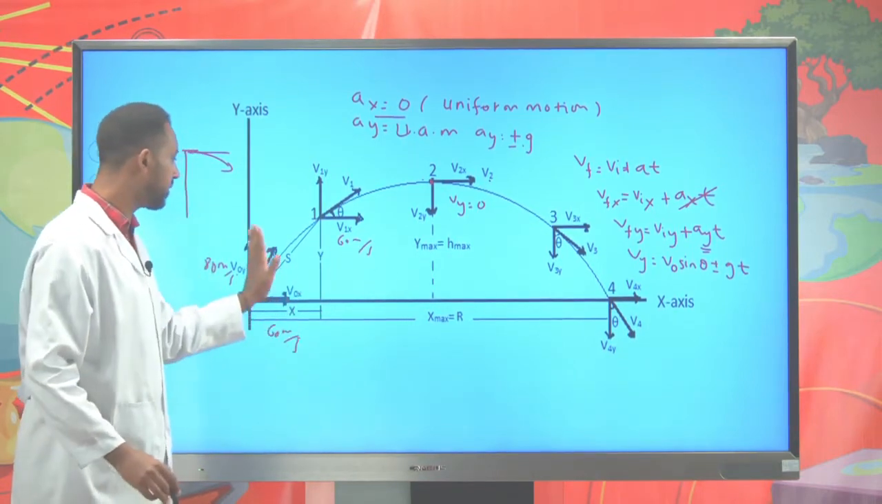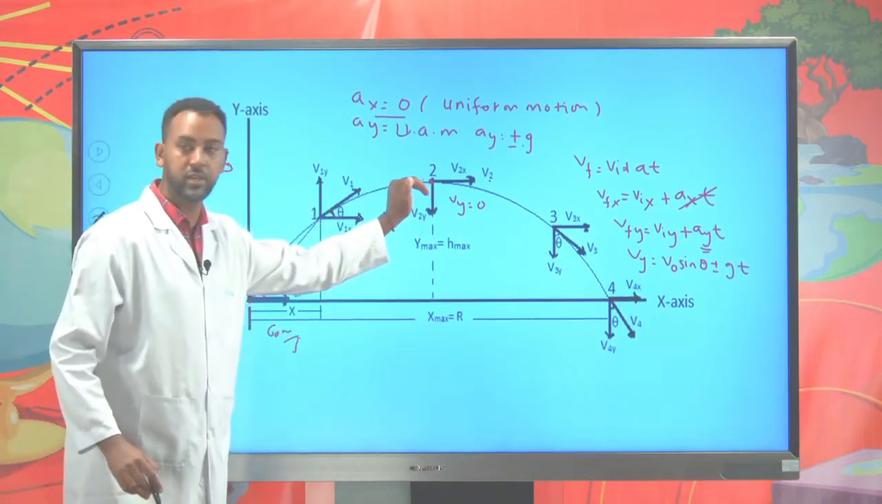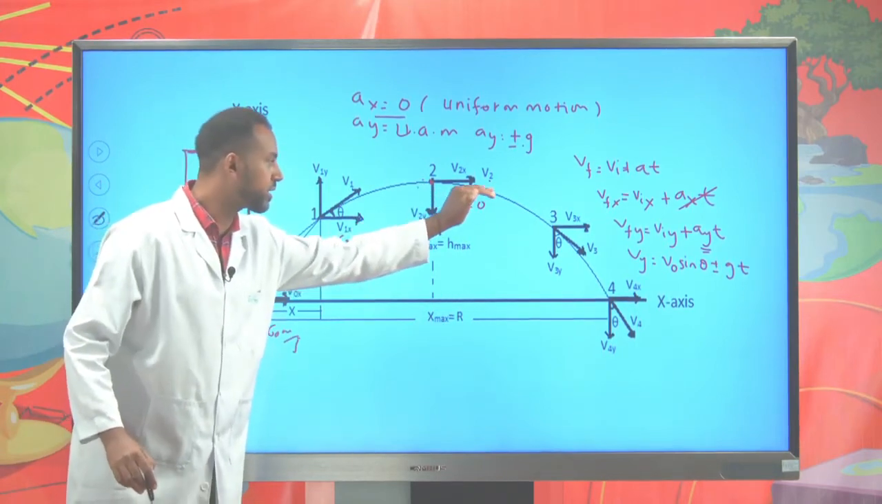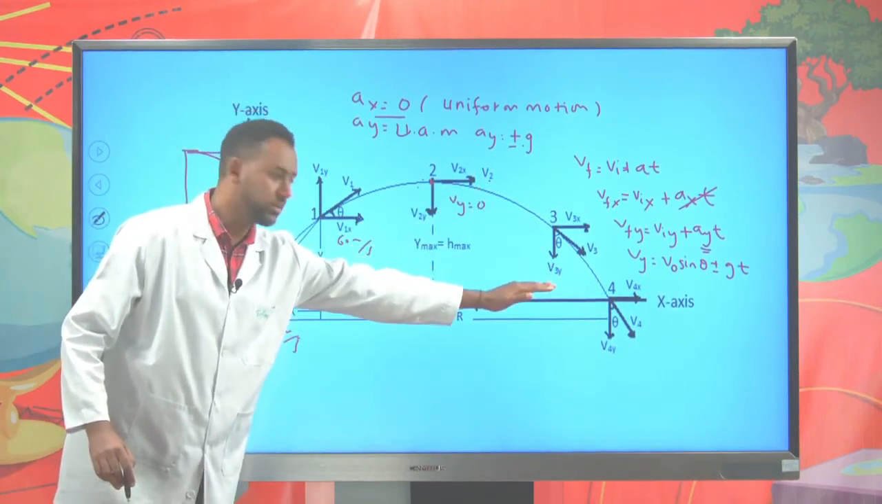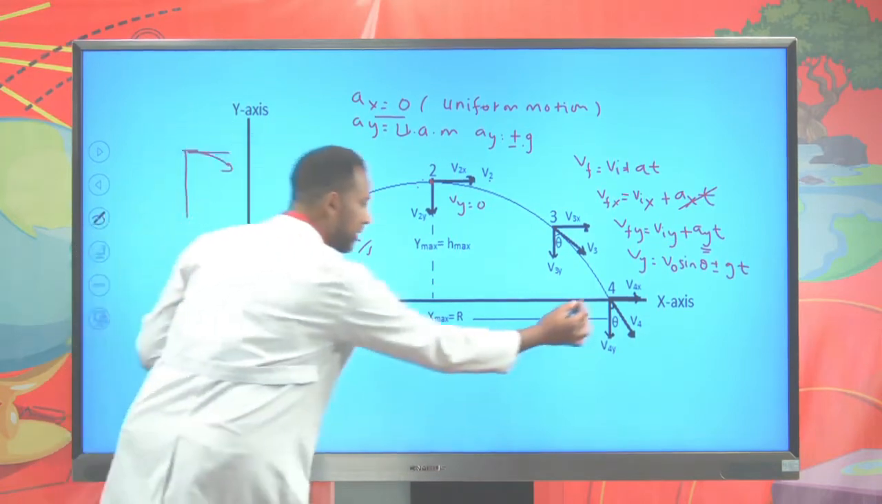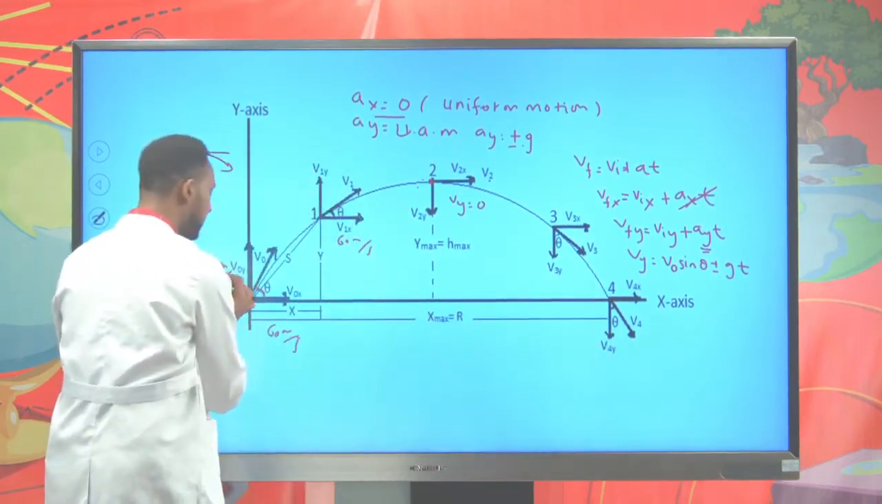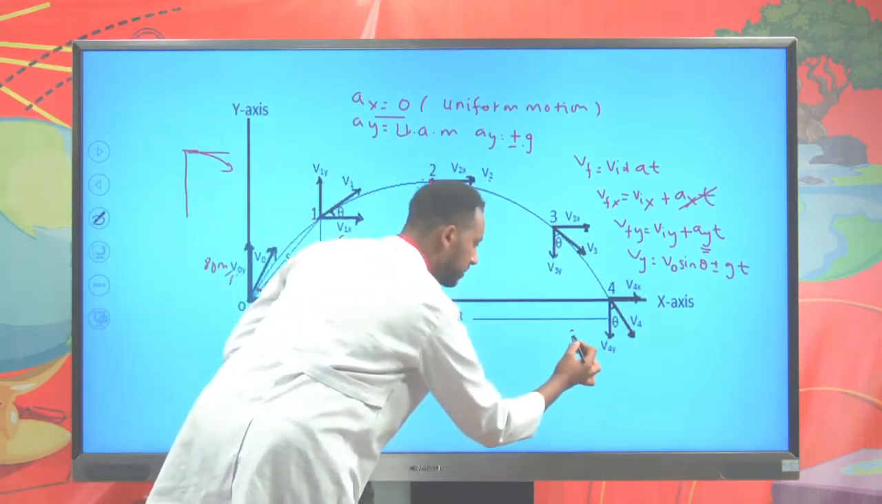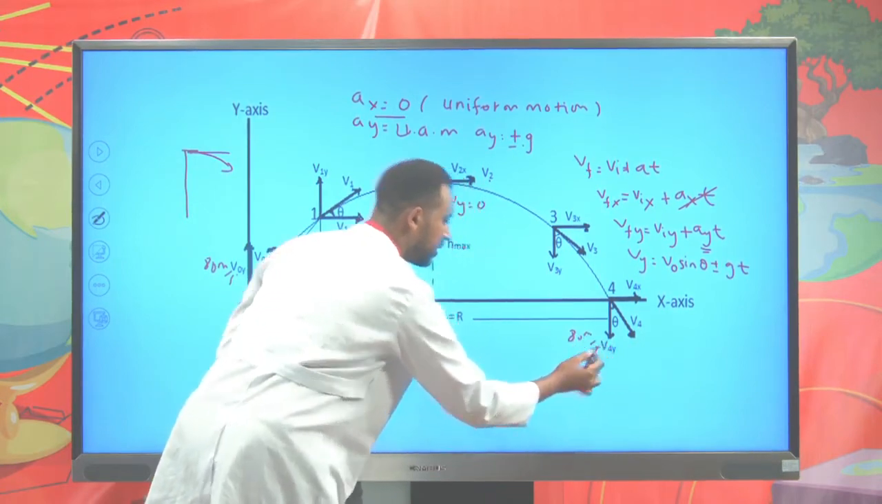But the vertical velocity gradually decreases and it reaches 0 here. Then gradually it increases, 10 and so on. It decreases and then increases. When it reaches here, it becomes 80 meters per second. When it reaches here, it also becomes 80 meters per second.